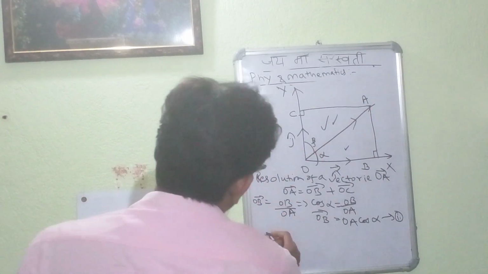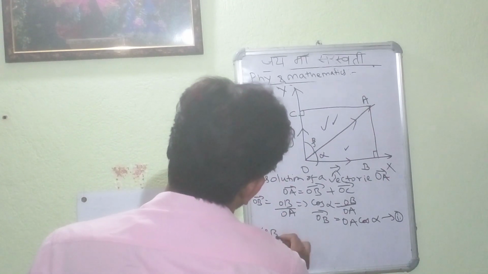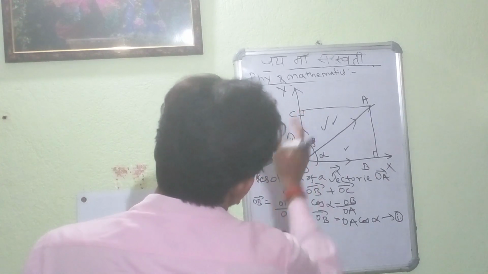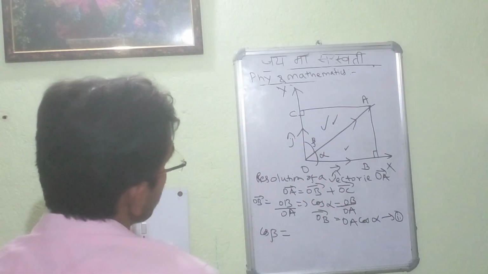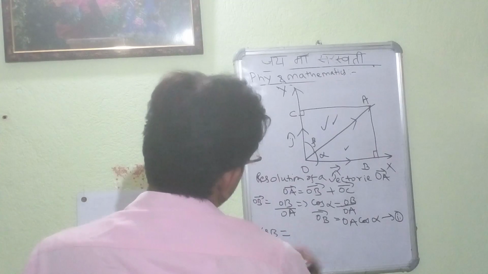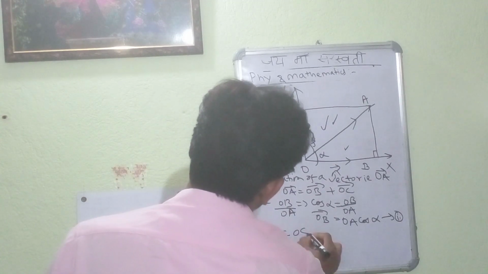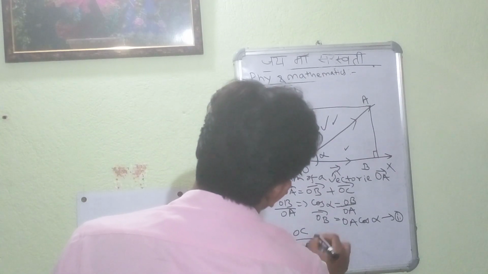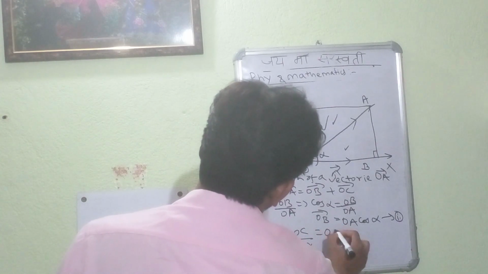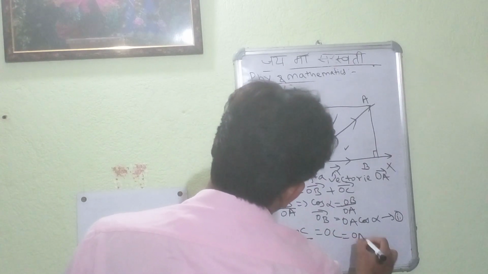Now we will be saying this portion. This portion is beta. So cos beta, this one portion OC. Cos beta is equal to base by hypotenuse. The base will be OC by hypotenuse OA. So we will write OC in terms of OA also: OA cos beta.